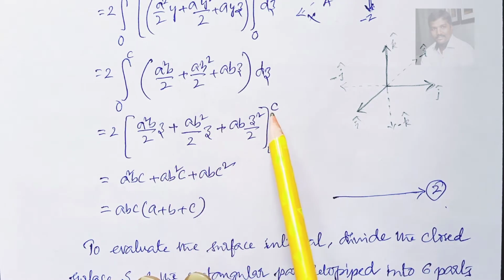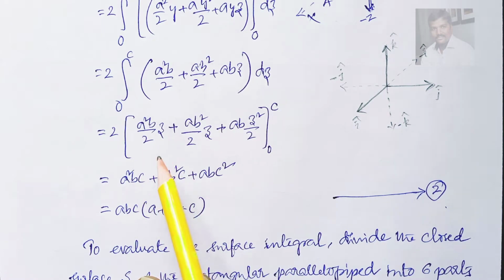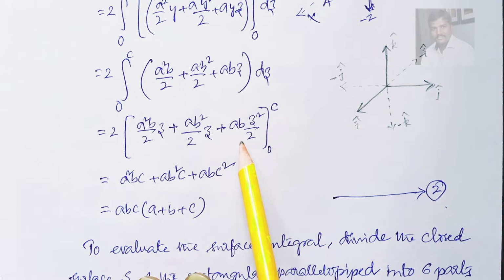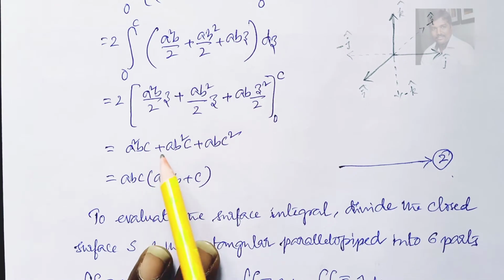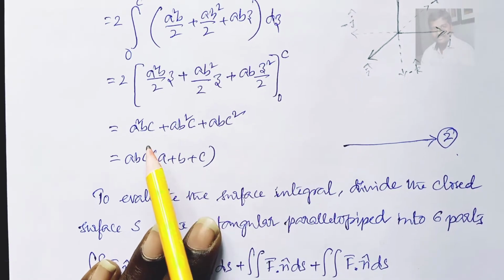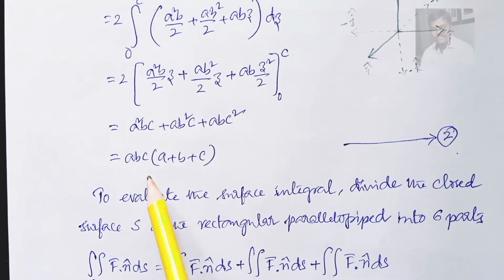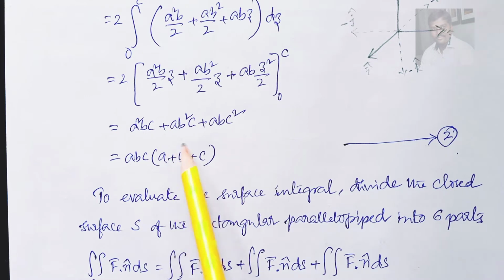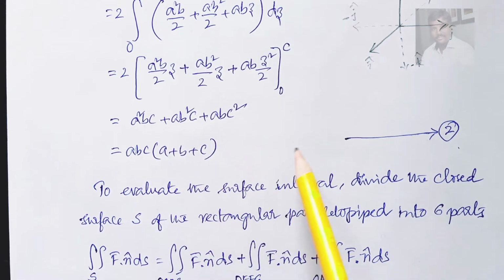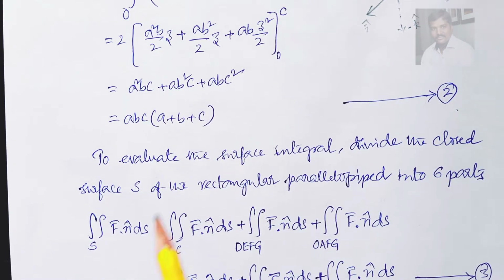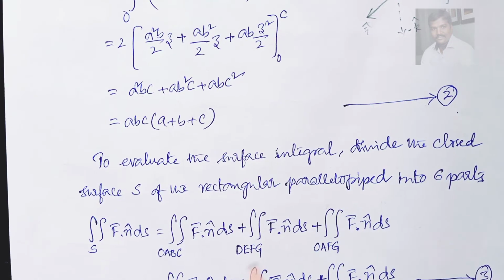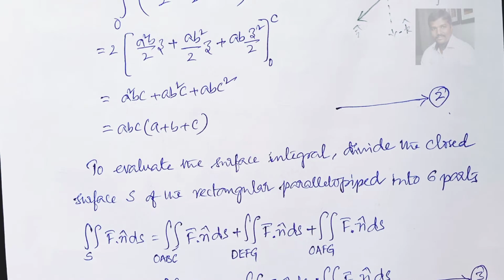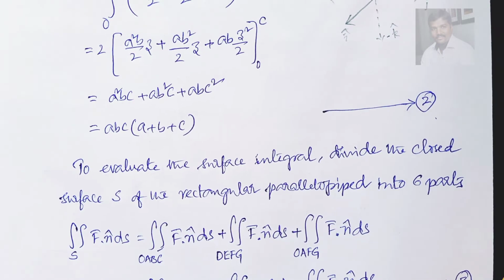Now take in place of z, c: a square bc, ab square c plus abc square. Taking the LCM, we can cancel this 2, and from these three terms what is the common we can take? abc. If we take abc common, we have a plus b plus c. Let this be equation number 2. Now this is the value of LHS. Now we have to find the value of RHS.